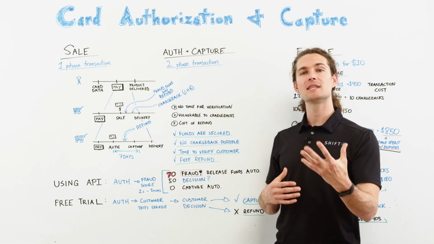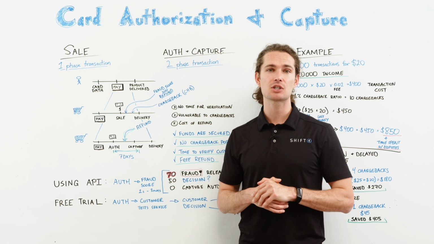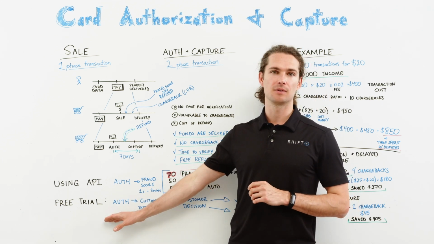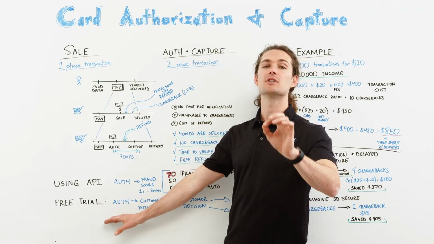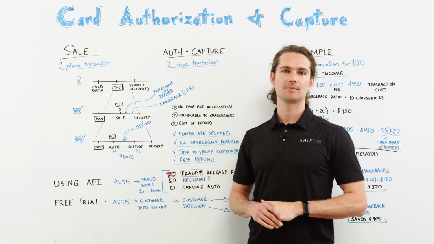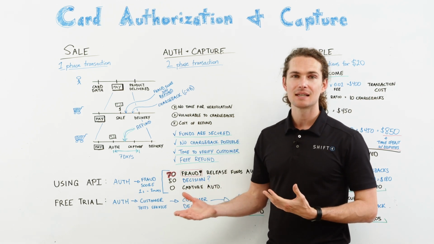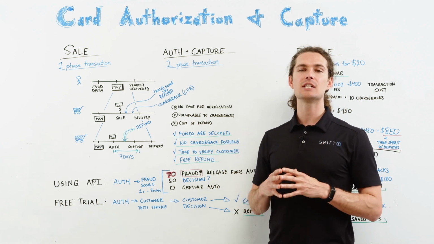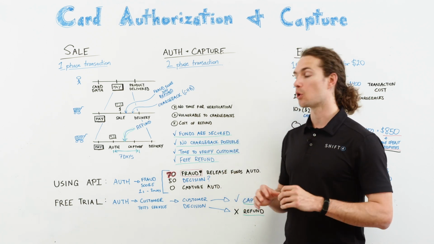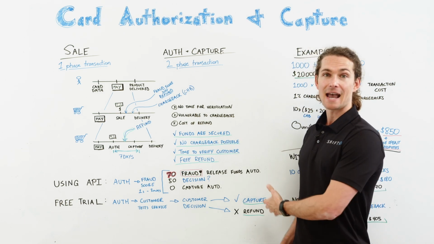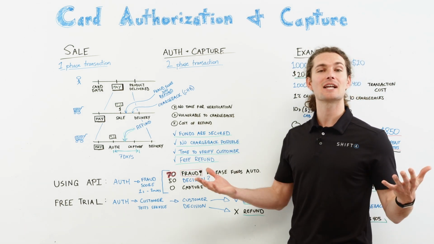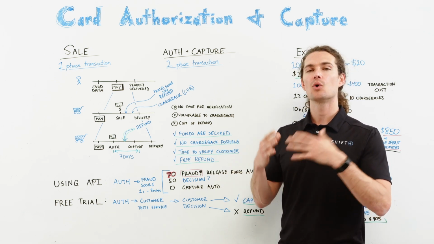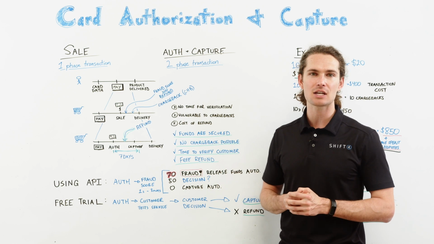Well, to better illustrate the benefits of two-phase transactions over one-phase sales, let's review this example. Let's say a merchant offers a free 7-day trial. They authorize the payment and the customer tests the service for 7 days. And after the free trial period, the customer decides to move forward with the product. At that time, the funds are captured and the transaction is complete. And if the customer decides not to move forward or the merchant decides not to complete the transaction, the merchant can refund them.